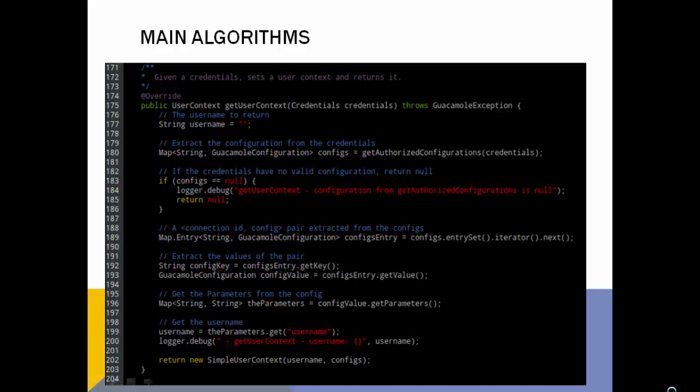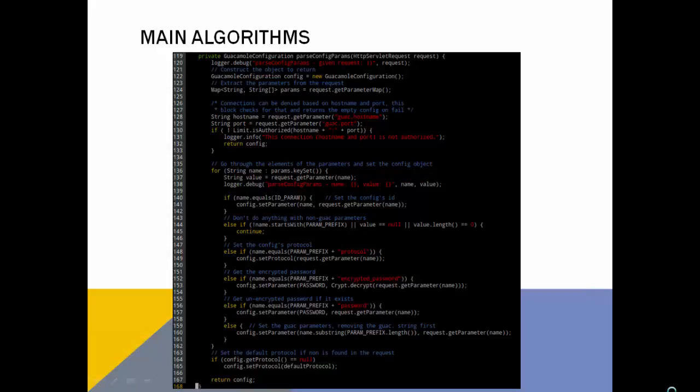The main algorithms of the plugin are in the methods in charge of creating the user context and parsing the HTTP request parameters. The logic is straightforward, but requires a lot of attention to detail, as you need to use the parameters to create new object credentials, create a new HTTP request, and other objects before the connection can be established.